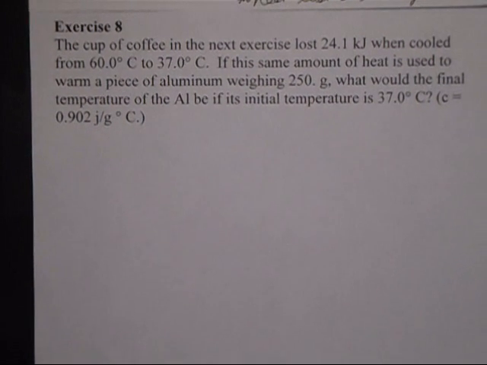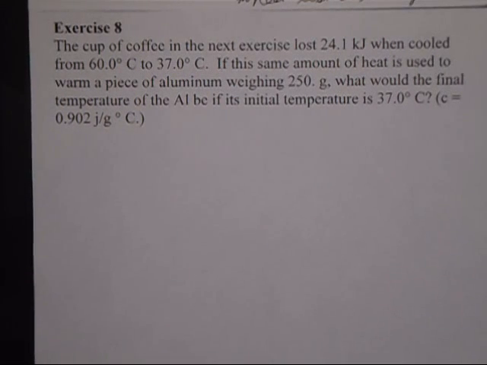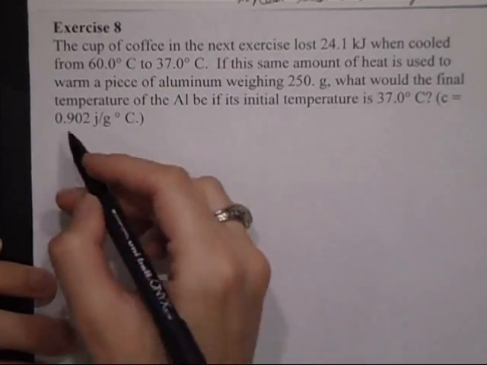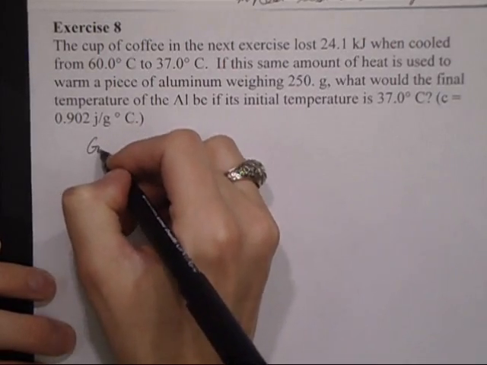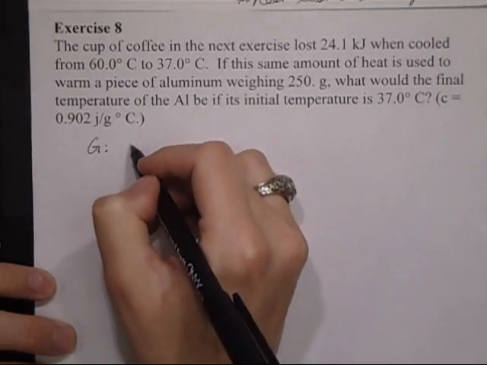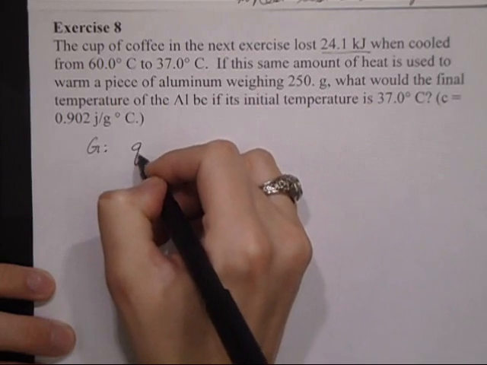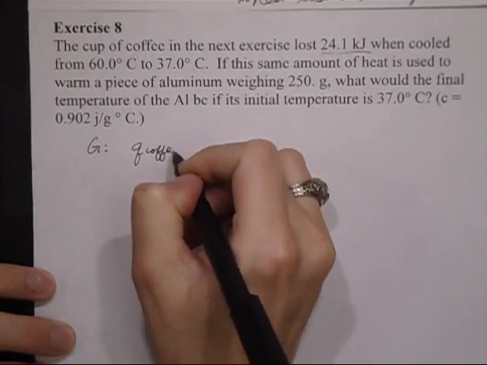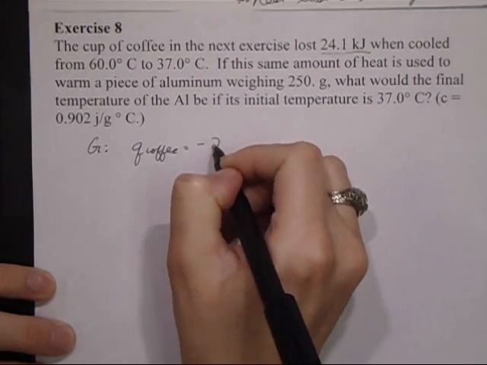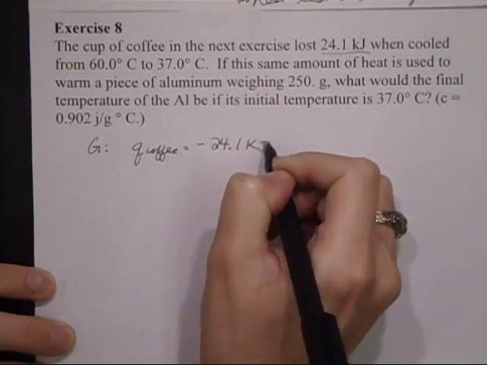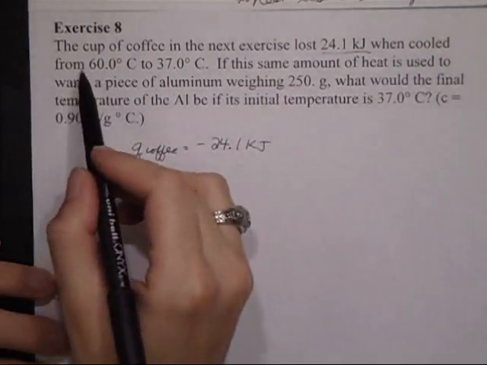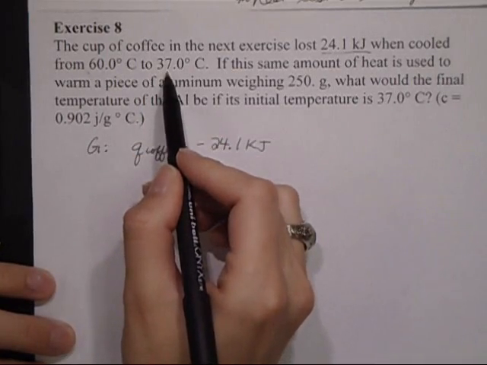All right, so for exercise 8, which hopefully you have, if not, you can go look on my PISD, we have a cup of coffee that lost 24.1 kilojoules. I'm going to write down a bunch of given information. Since this is giving me an amount of energy lost, that tells me that Q of my coffee is negative 24.1 kilojoules, when cooled from 60 to 37 degrees Celsius.